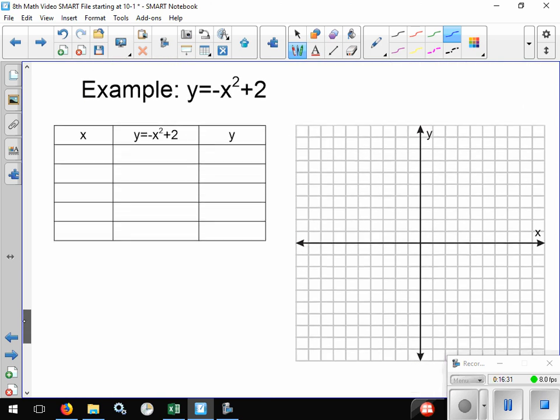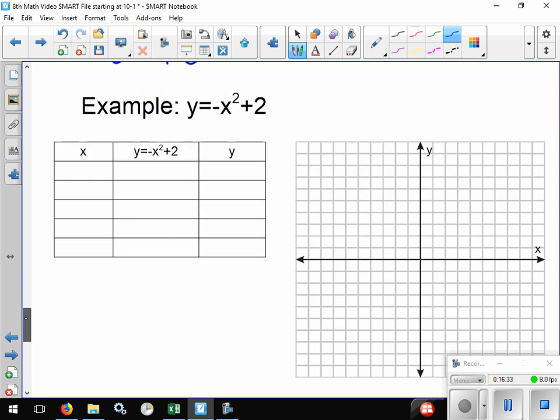Okay, last one, I promise, and then you have the problem for next class. All right, last one. Here we go again. Negative 2, negative 1, 0, 1, 2. Okay, now let's plug them in. Oh, pay attention. This is a negative, so it should be looking like an N, with the opening facing down. So y equals negative 2 squared plus 2.